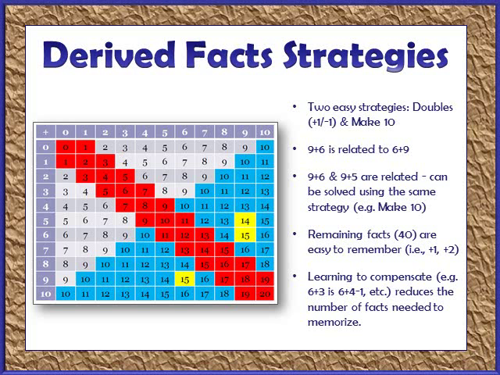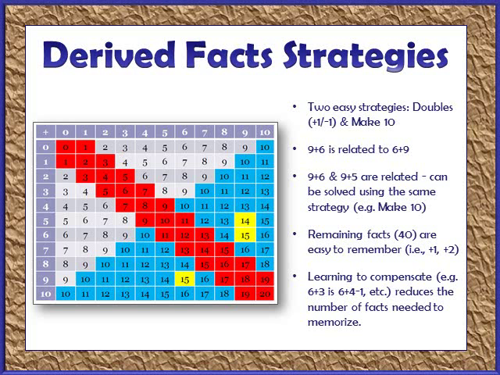Also seeing the strategy of making 10. If you are adding two numbers and one is close to 10, you can go ahead and make a 10 and then add the leftovers. After you get those strategies covered, after you focus on the doubles, the commutative property, and then making 10, you only have 40 facts left to memorize.